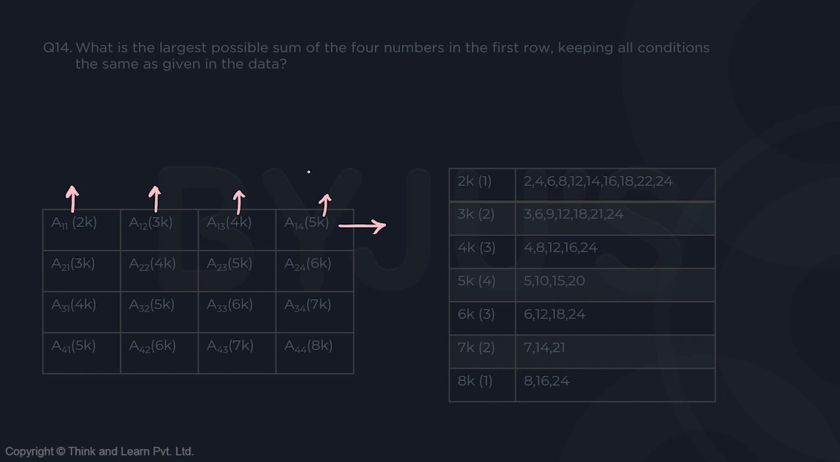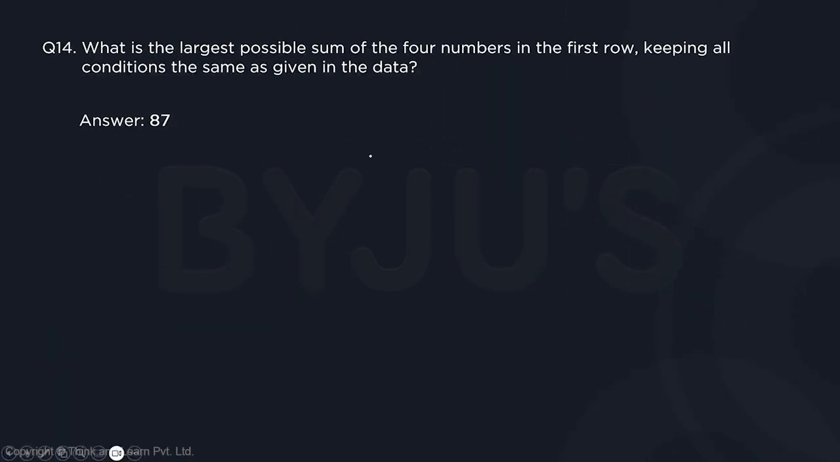The largest possible multiple of 5 that I can write is 20. The largest possible multiple of 4 that I can write is 24. The largest possible multiple of 3 that I can write is 21. If I write 7 and 14 as multiples of 7, yes, this can be done. And the largest possible multiple of 2 can be written as 22. 24 has already been taken. So therefore, the largest possible sum is 22 plus 21 plus 24 plus 20, which is equal to 87. So 87 is the right answer for question number 14.